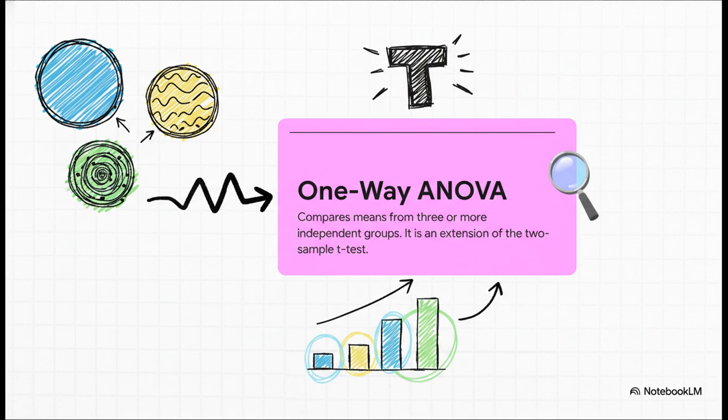And this is where the one-way ANOVA comes in. It's the perfect tool for this job. If you already know how a t-test works for comparing 2 groups, just think of this as its more powerful sibling, built specifically for 3 or more. It gives us one single overall p-value that tells us if there's a significant difference somewhere among our groups.